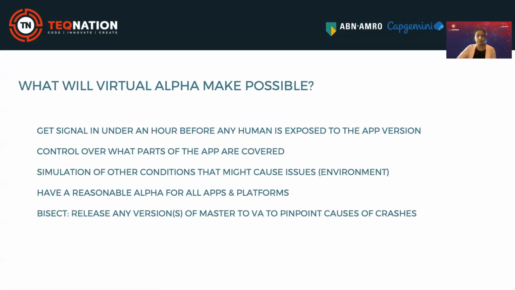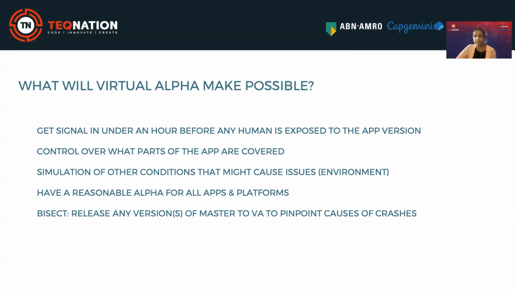So what will virtual alpha make possible? Virtual alpha potentially provides many advantages over real alpha. First, we can get signal in under an hour because we control when our virtual users use the app. So as soon as the app is ready, we can make all our users use the app immediately and continuously. We can also control which parts of the app are covered by those users. So for example, we want our virtual users to cover the most popular parts of the app and also new features, and make sure that we are covering all of these things that had changes done to them.